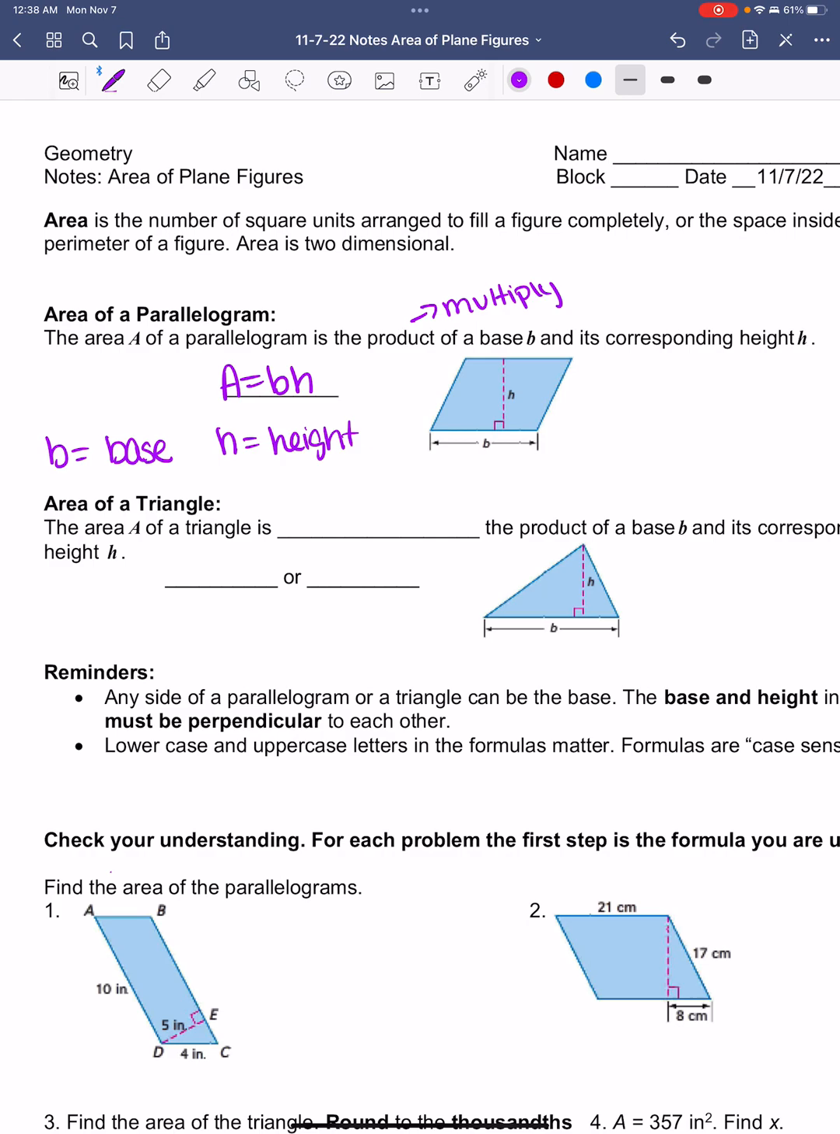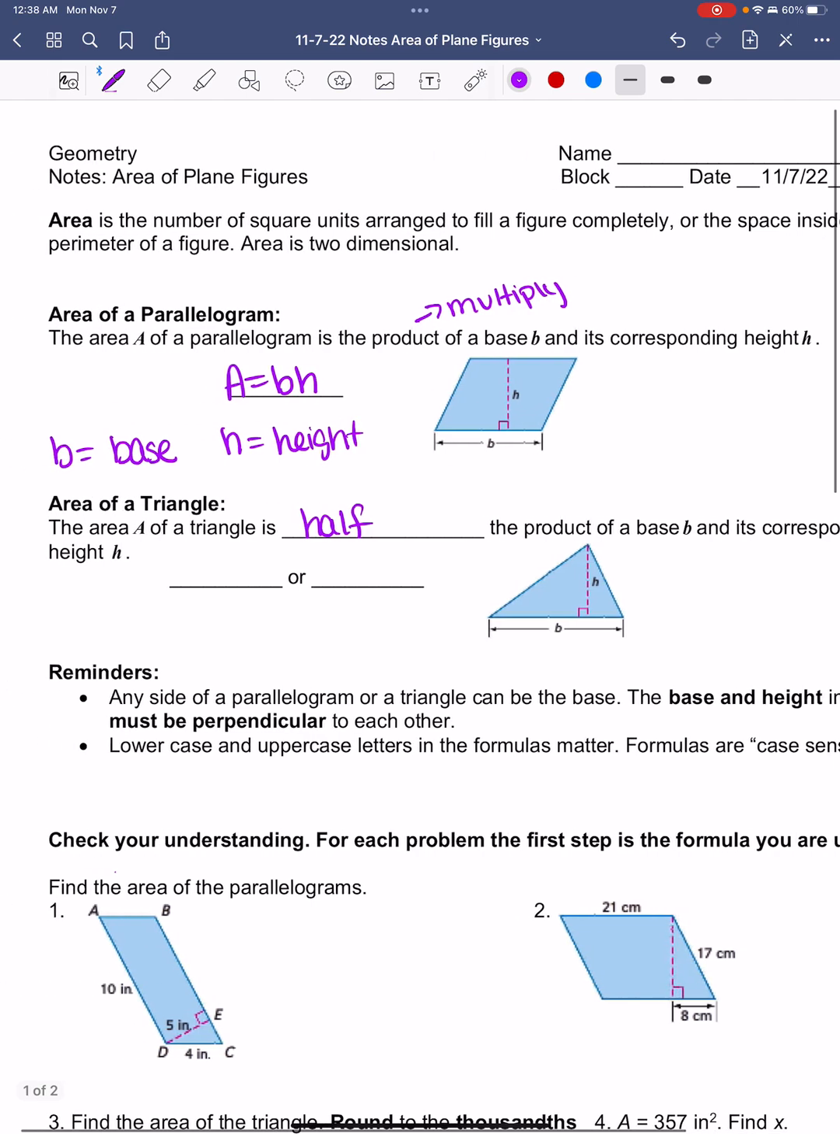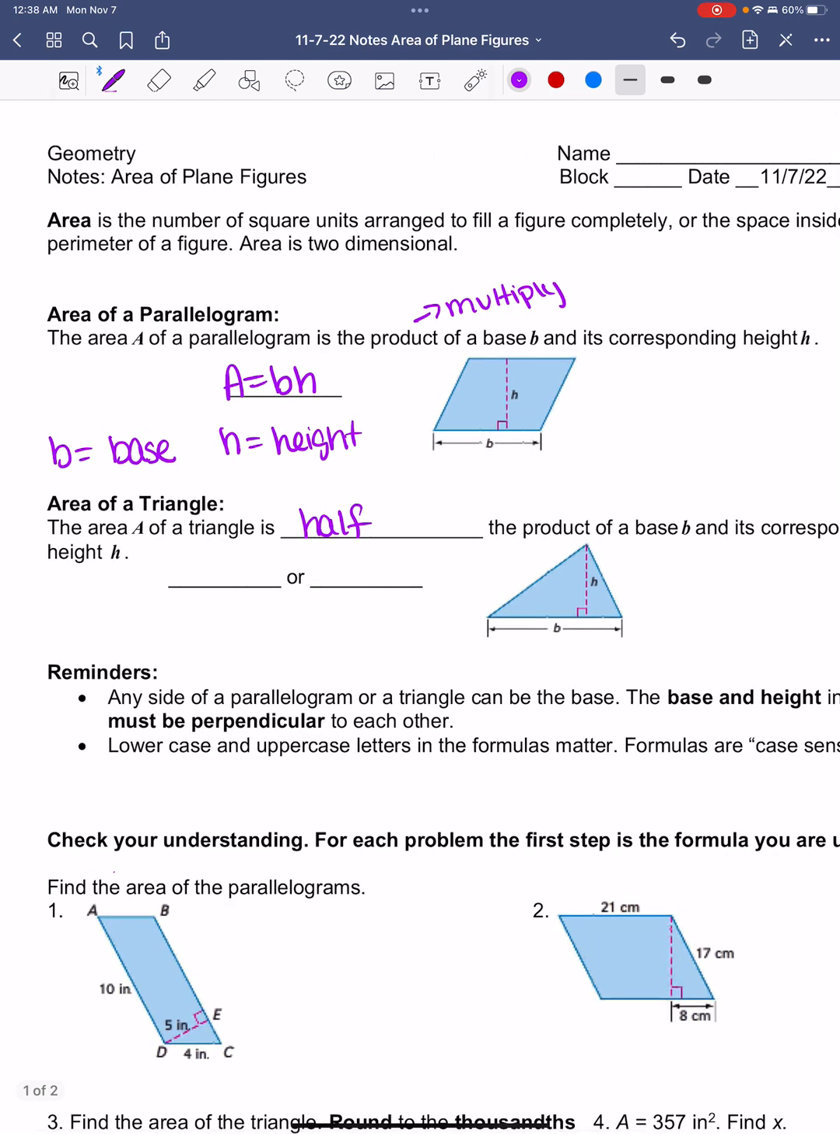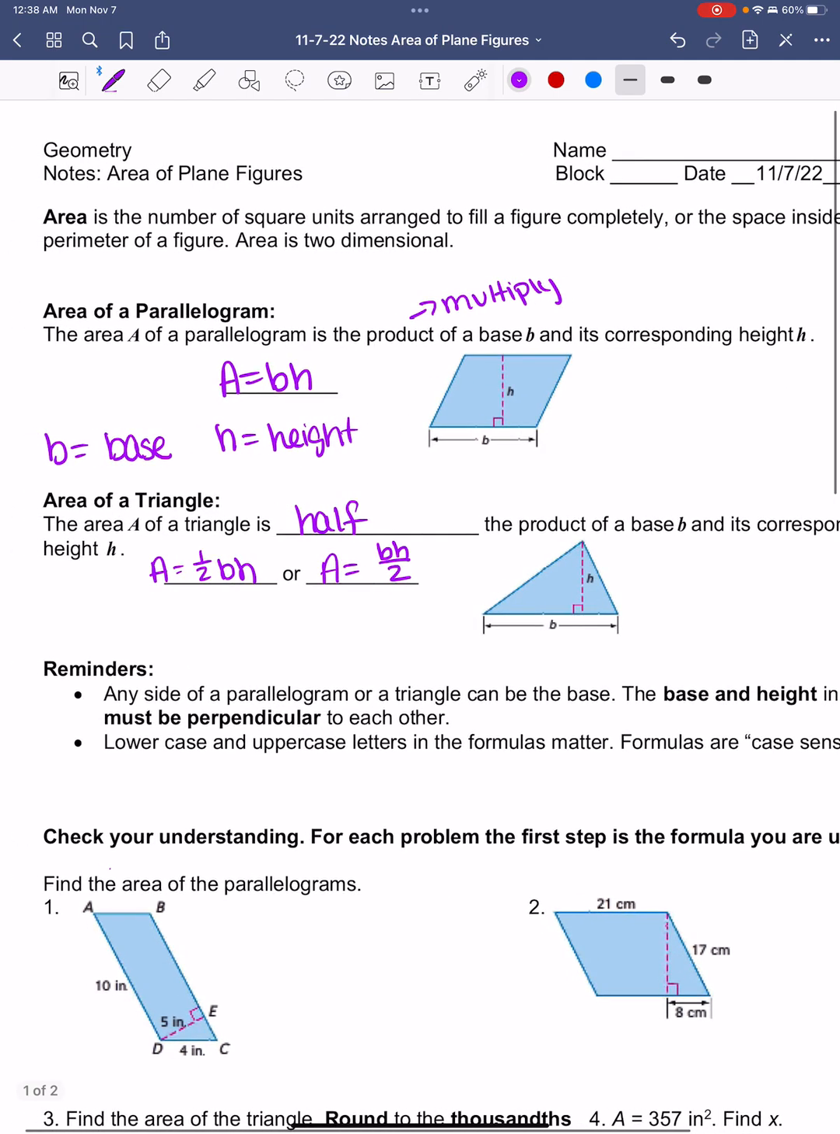Okay. Now, the area of a triangle is going to be half of the product of the base and its corresponding height. So what that means is it can be written two different ways. It can be 1/2 base times height, or it can be A is equal to B times H divided by 2. It doesn't matter. It's all going to get you the same answer.